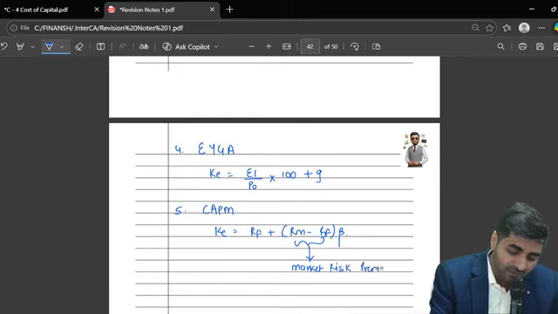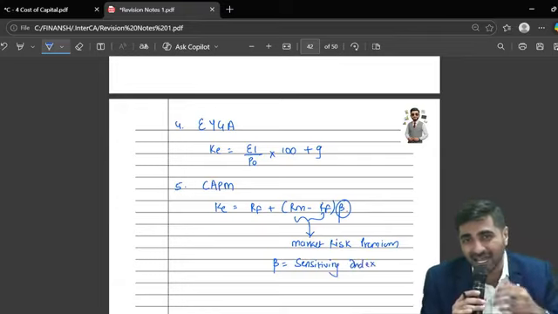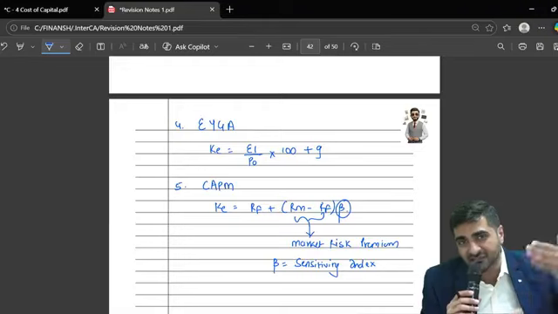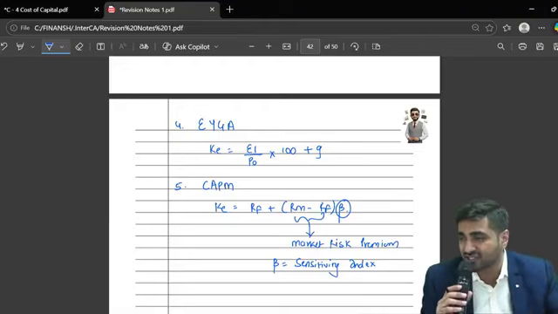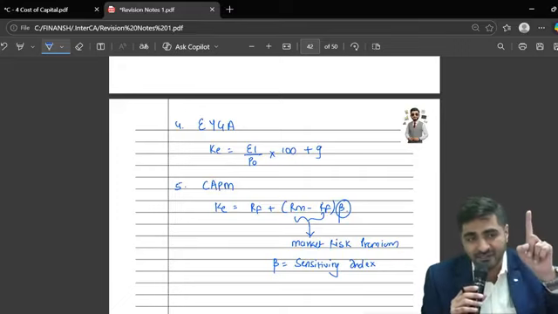What is it called? Market risk premium. And this beta is called your sensitivity index. What is it called? Sensitivity index. That is, by how many times my company's share price fluctuates when there is a 1% change in my Nifty, whenever there is a 1% change in my market.